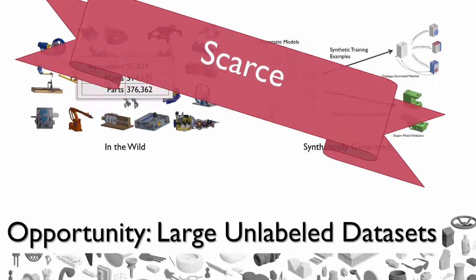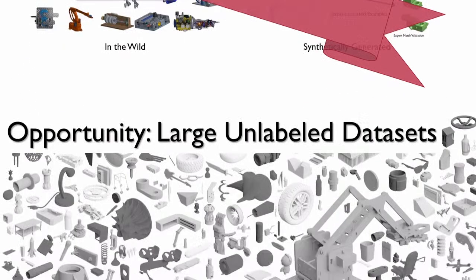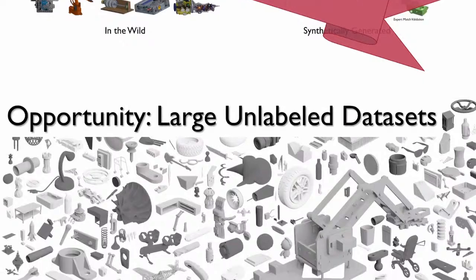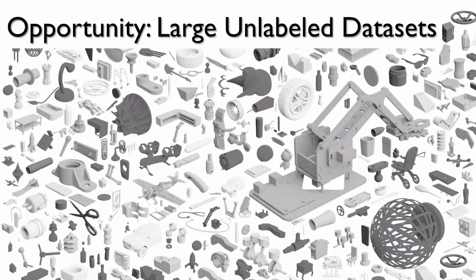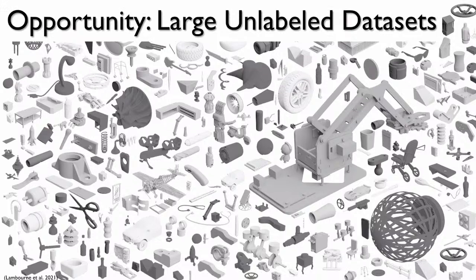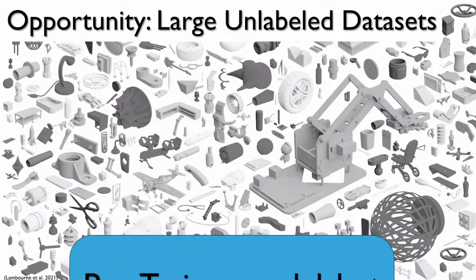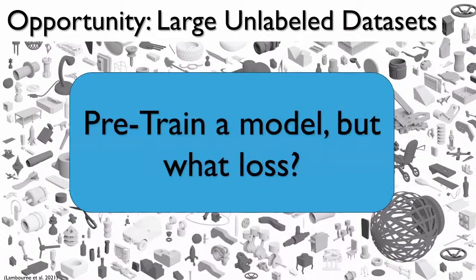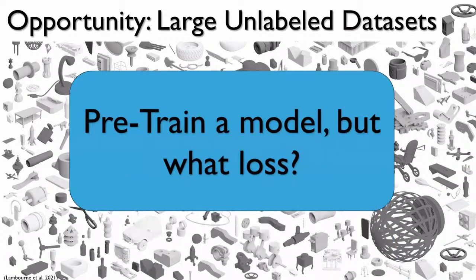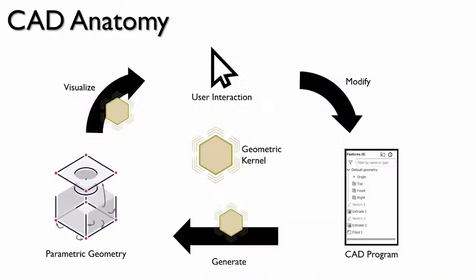But what we do have is a lot of unlabeled data. There's tons of models out there that you can just download, but they don't have any information about tasks of things, what they are, where things are made, etc. Just raw geometry. So let's try to pre-train something on this to get some sort of learned embeddings that we can use for low data learning. But what should be our loss for this?